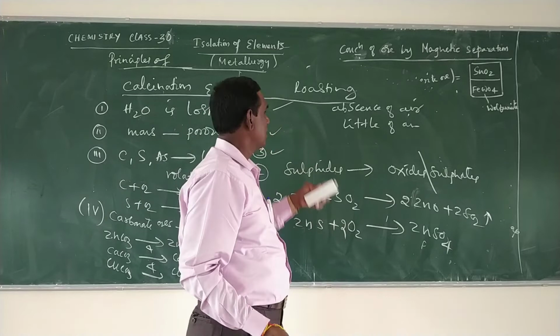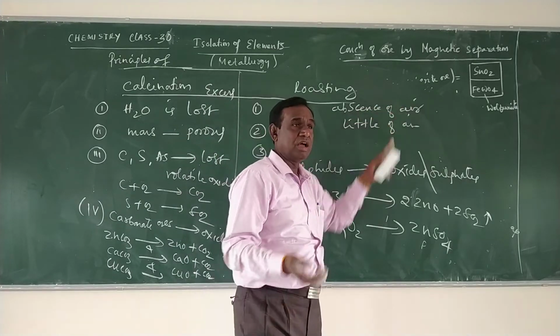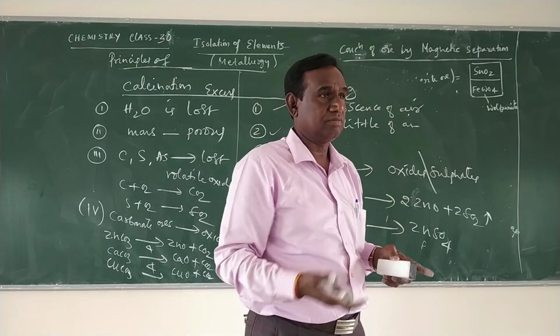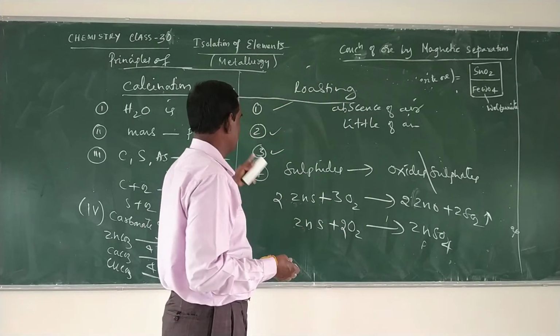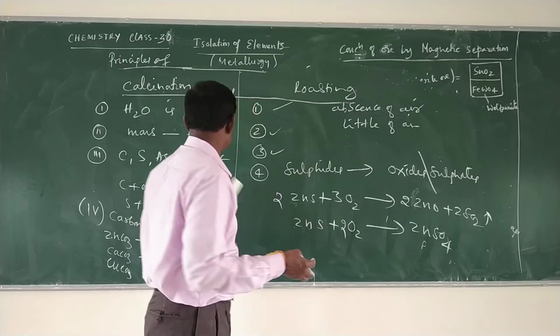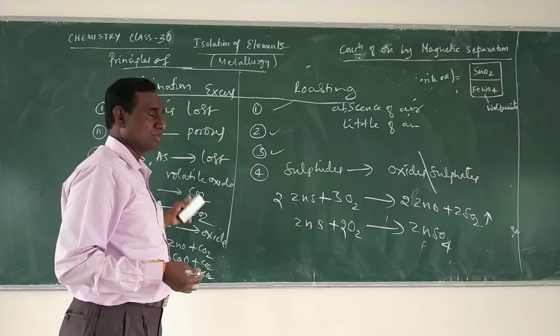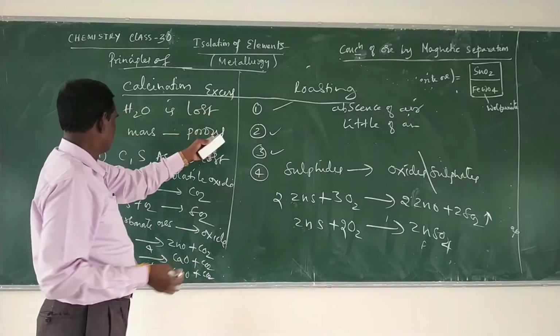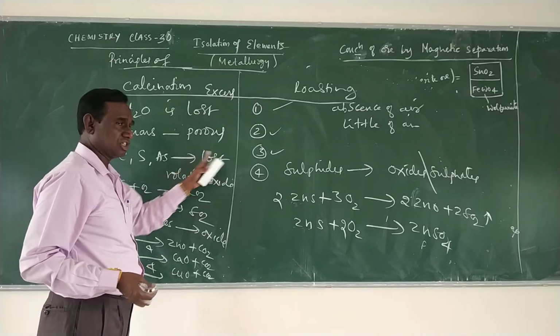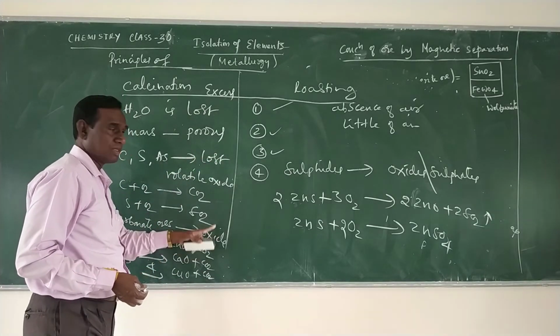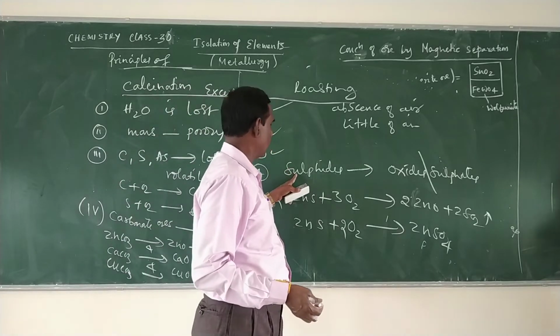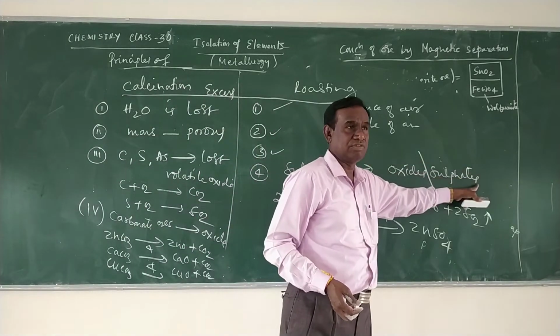But in the roasting, the ore is heated in the absence of air or limited supply of air, so that the following changes take place. What are the changes? 1, 2, 3 are the same. Mass becomes porous, C, S, As are lost as volatile oxides, and carbonate ores are converted to oxide ores. But here sulfide ores are converted to oxides or sulfates.